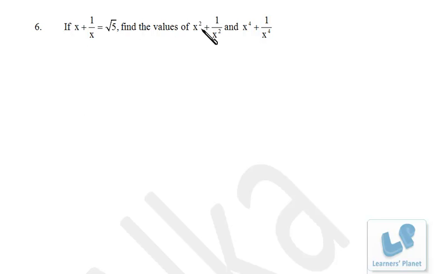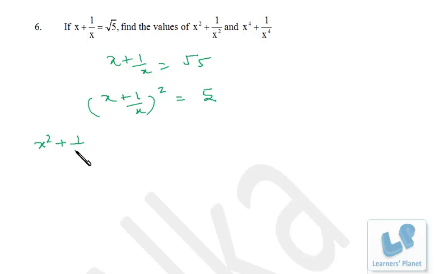Similarly, here we have to calculate the value of x² + 1/x² and x⁴ + 1/x⁴, right? So what we do is, squaring both the sides first of all, (x + 1/x)² is 5. So it is x² + 1/x² + 2ab, that is 2, is equal to 5. So x² + 1/x² will be 3, right?